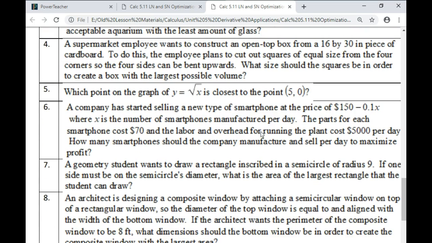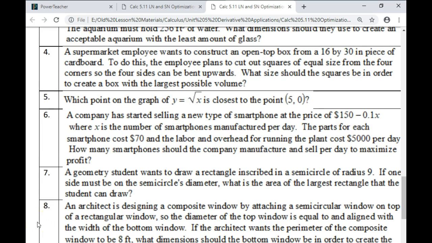Okay, so why don't you guys go ahead and quietly read to yourself number 4 really quick. All right, so a supermarket employee wants to construct an open top box from a 16 by 30 inch piece of cardboard. Big rectangle, right? To do this, it's going to cut out squares from each of the 4 corners so that the sides can be bent up, and that's going to create a box.